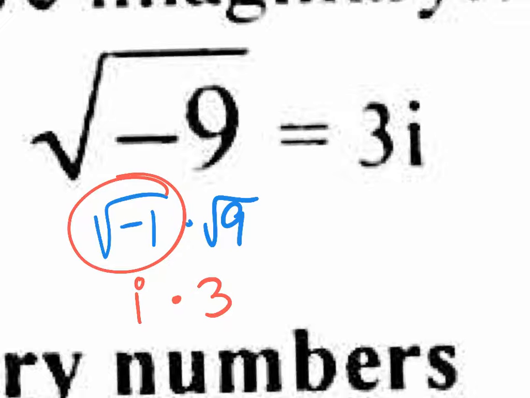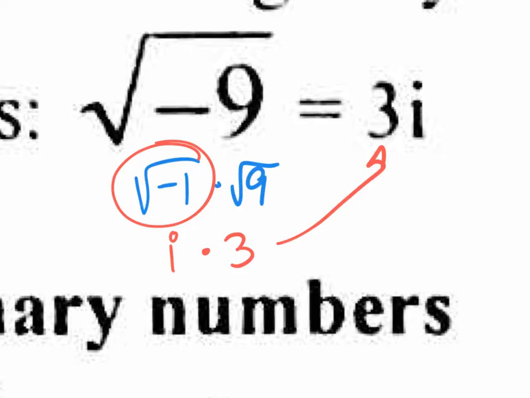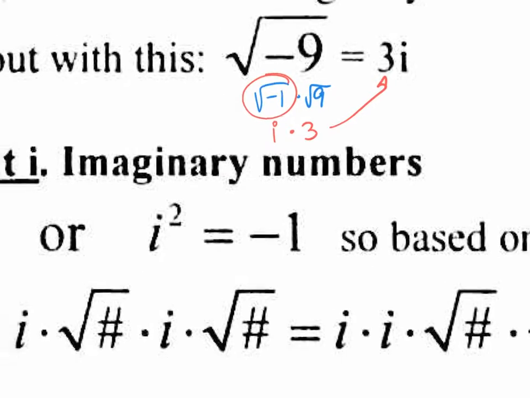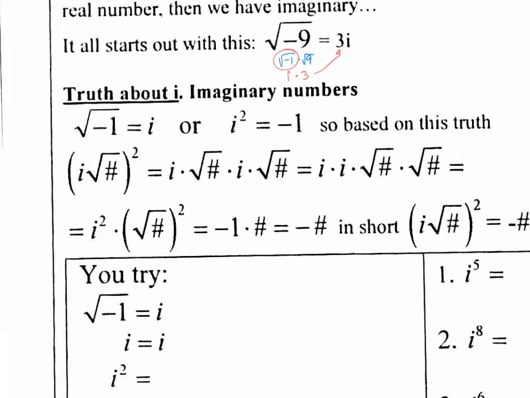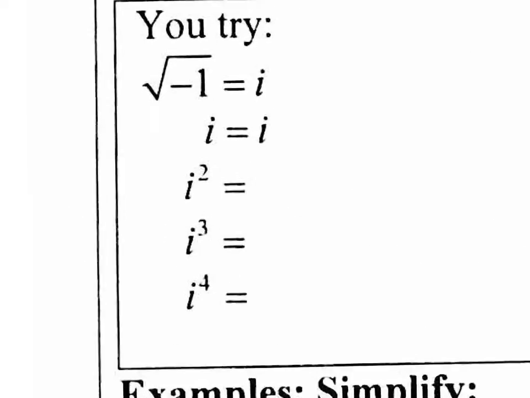And it's just like i is like x, it's just a variable. i times 3 is 3i. So whenever you have a negative in a radical, in a square root, you're going to end up with an imaginary value, okay? So let's jump to this right here.